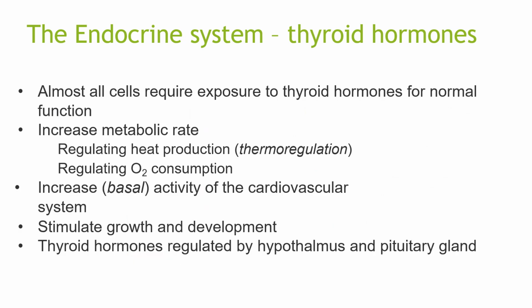Almost all cells require exposure to thyroid hormones for normal function. This is involved in enhancing metabolic rate, regulating heat production in a process known as thermoregulation, and regulating oxygen consumption. It also enhances the basal activity of the cardiovascular system and stimulates growth and development. The thyroid hormones are regulated by the hypothalamus and pituitary gland.